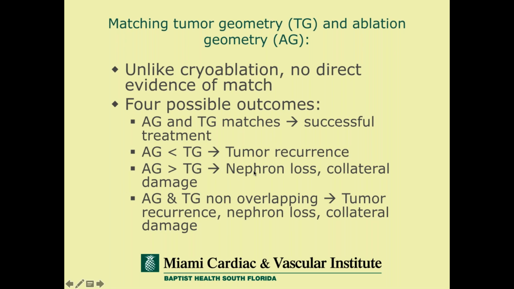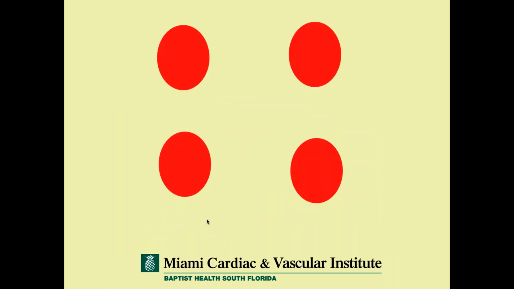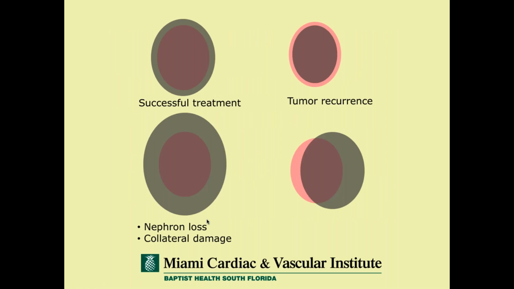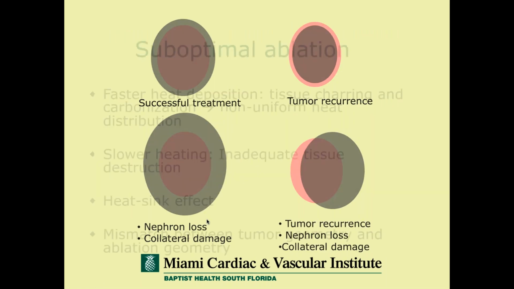You're going to get collateral damage and loss of kidney function. And again, if they're not overlapping, you may miss it completely, and you may end up losing some nephrons and not having treated the tumor. So I think that's important as you start planning these areas. So again, a graphic looking at how we define success and what we can see after these therapies.